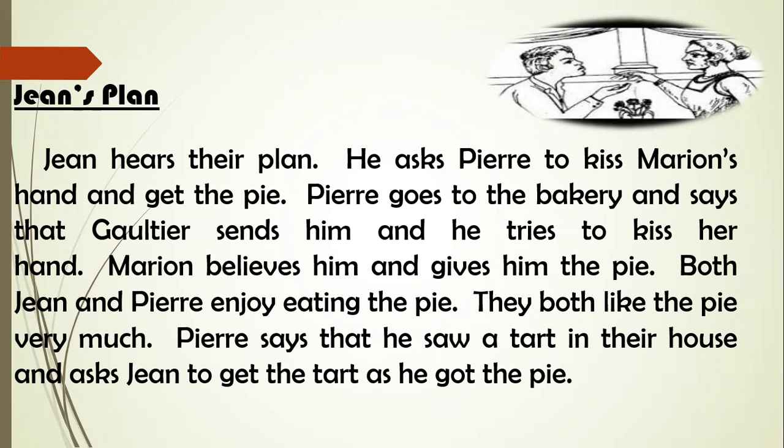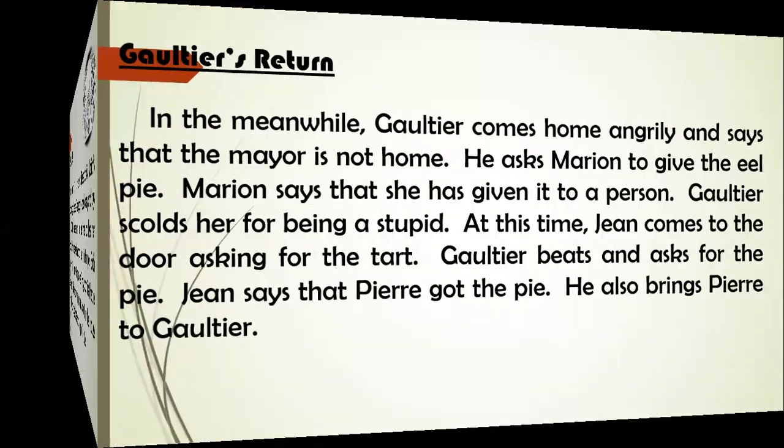Now Perry says that he saw a tart in their house and asked Jean to get the tart as he got the pie. So he says, when I went inside to take the pie, I just had a glance. Just once I could see that there was a tart on this shelf. And now if we had a pie, we could also have a tart from there. So now it's your turn. You go and get that pie and tart. We would enjoy eating even that.